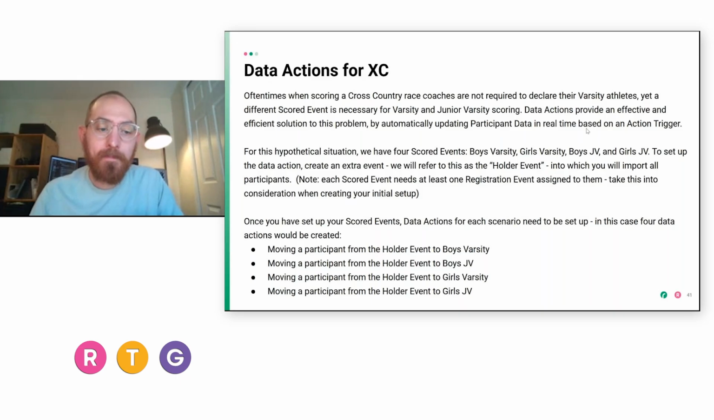So basically, once you get all of your scored events set up, data actions for each scenario need to be set up. So you want 4 data actions to be created. A data action that moves everybody who's seen between one time and another time to boys varsity from the holder event, and so on and so forth for all of your different scored events that are out there.